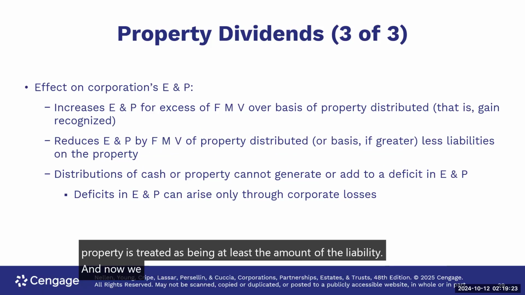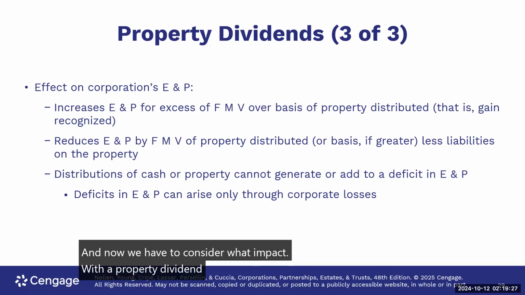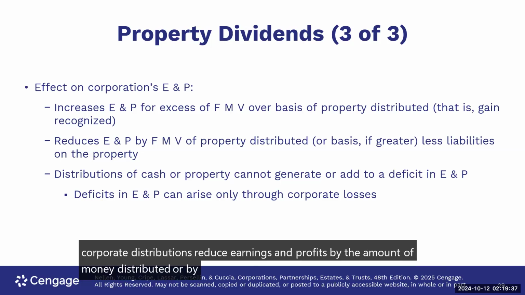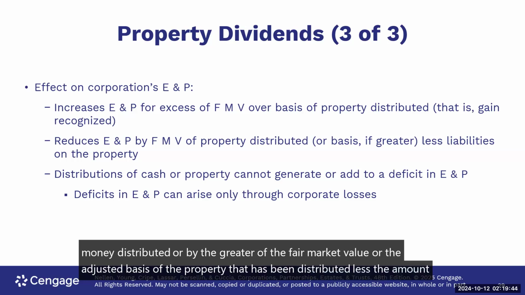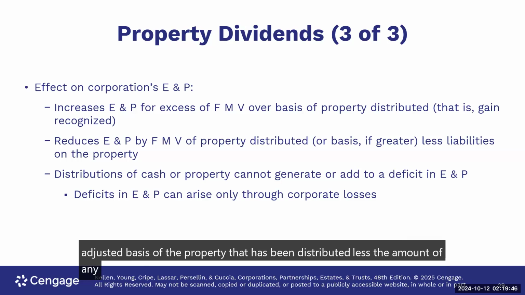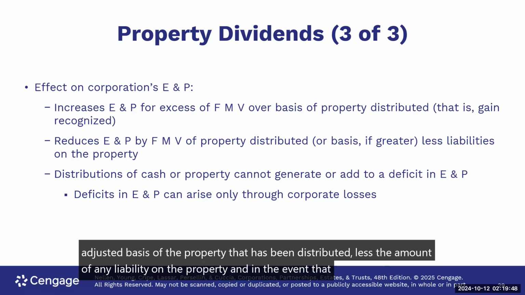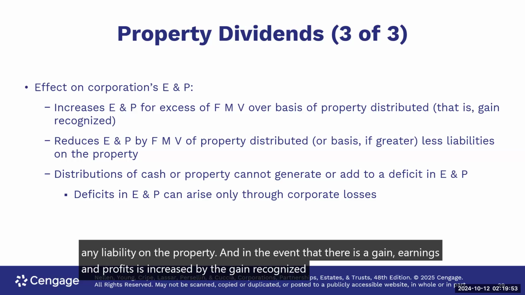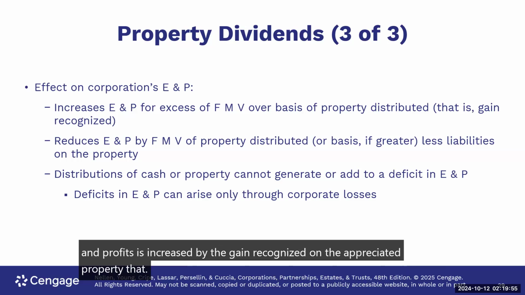And now we have to consider, what impact would a property dividend have on the corporation's earnings and profits? Corporate distributions reduce earnings and profits by the amount of money distributed, or by the greater of the fair market value or the adjusted basis of the property that has been distributed, less the amount of any liability on the property. And in the event that there's a gain, earnings and profits is increased by the gain recognized on the appreciated property that's distributed as a property dividend.